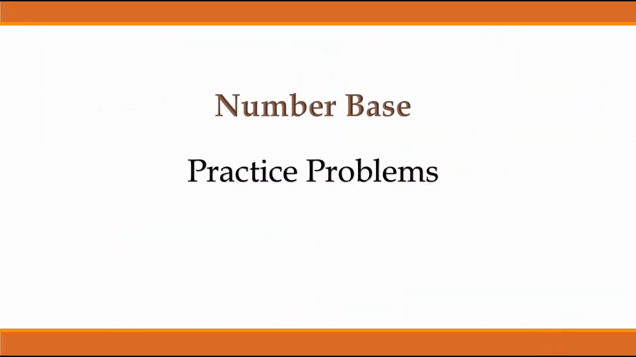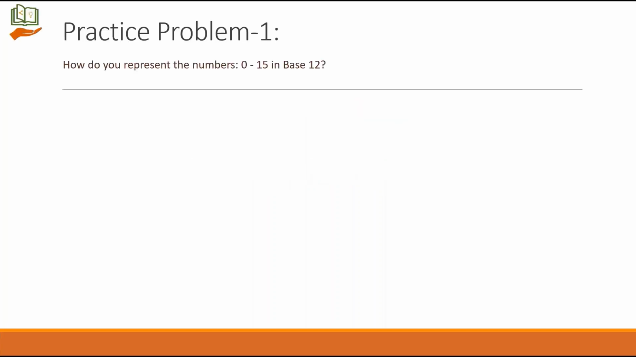Now we will get on to the practice problems. These are the kinds of problems you might get when you are dealing with number bases. So let's get into a basic problem. How do you represent the numbers 0 to 15 in base 12? When you take base 12, we include numbers from 0 to 9. Then we have 10 and 11. Whenever 10 and 11 are there, you are not supposed to represent them this way, because when it goes to 2 digits, the base will be applied automatically. So represent 10 by A and 11 by B, that will be correct.